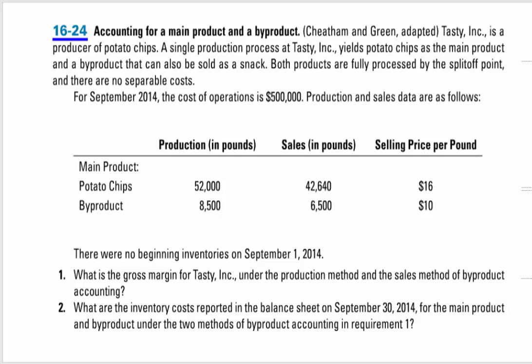We are looking at 500,000. Now the question is we have two major methods: one is called the production method, one is the sales method. When we apply these two methods, how can we find the gross margin, CGS, and finally what are the inventory costs reported for the main product and the byproduct under the two methods. We are going to apply a very similar procedure compared to the class example. So we're going to start with the production method, then the sales method.